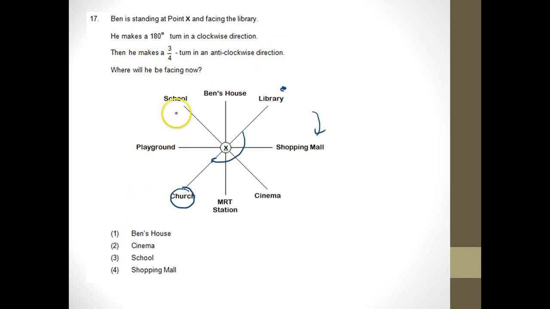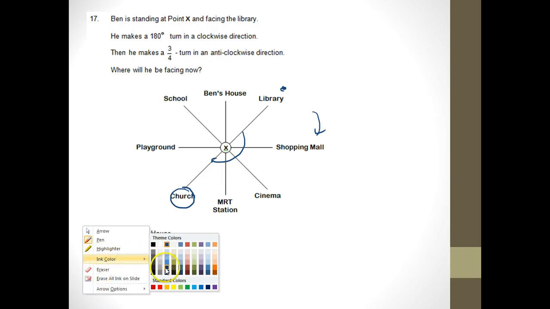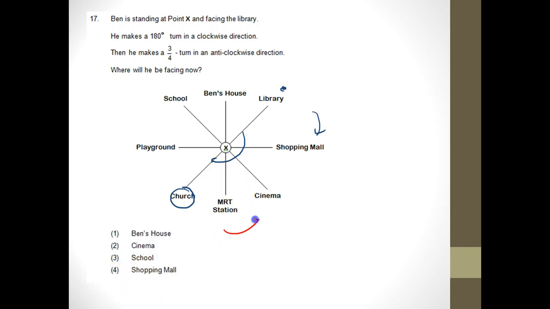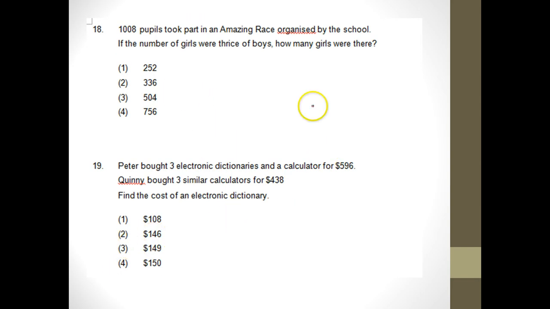Then he makes a 3/4 turn in an anti-clockwise direction. So I use another color. Anti-clockwise means he must turn this way. Anti-clockwise, 3/4 turn. Let's count: 1/4, 2/4, 3/4. 3/4 means 3 right angles. So he will face the school. Option number 3.